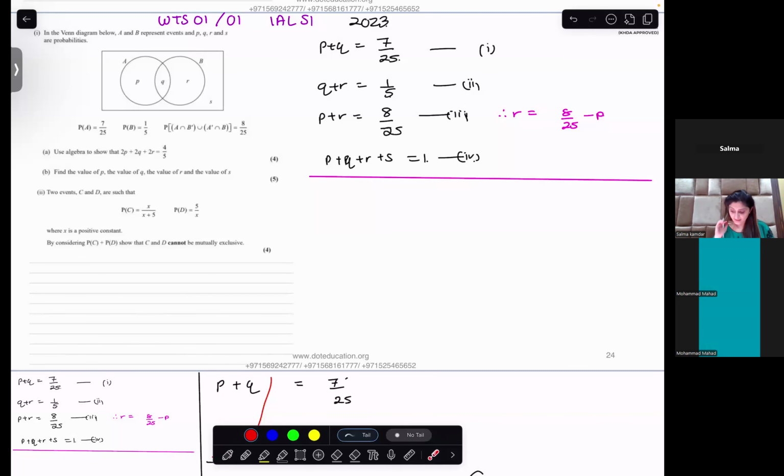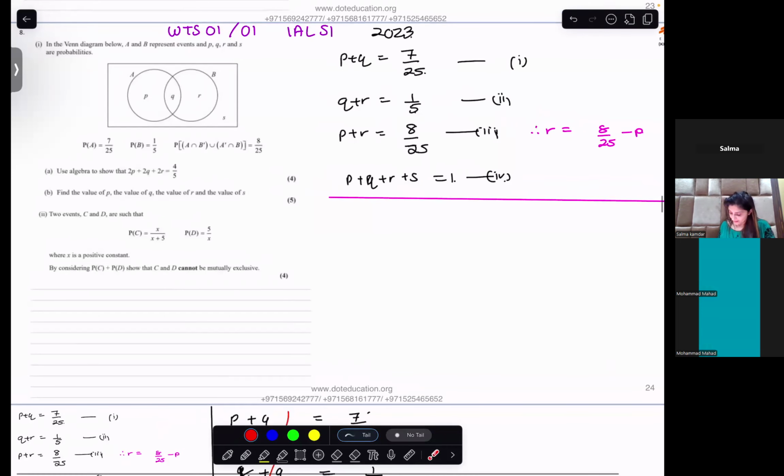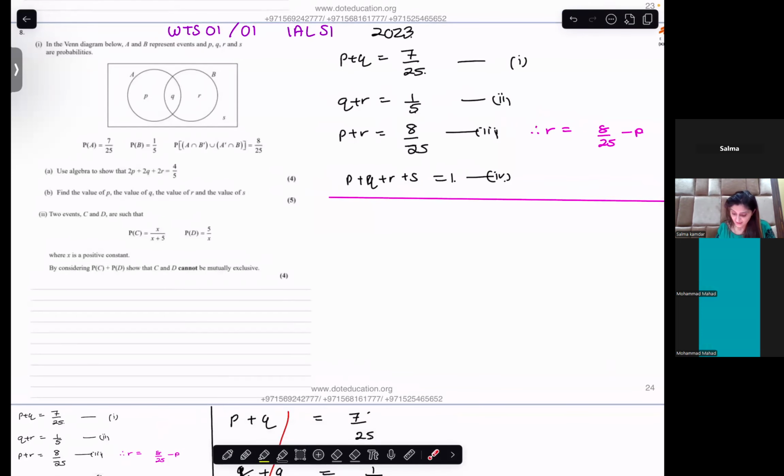So this is a sum that is related to probability. 2023 paper. IAL S1 paper code is WTS0101. Okay. Now this question says that I have a Venn diagram.